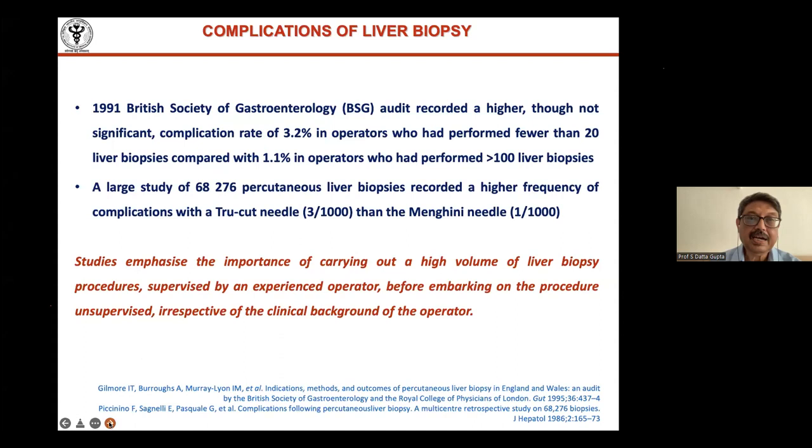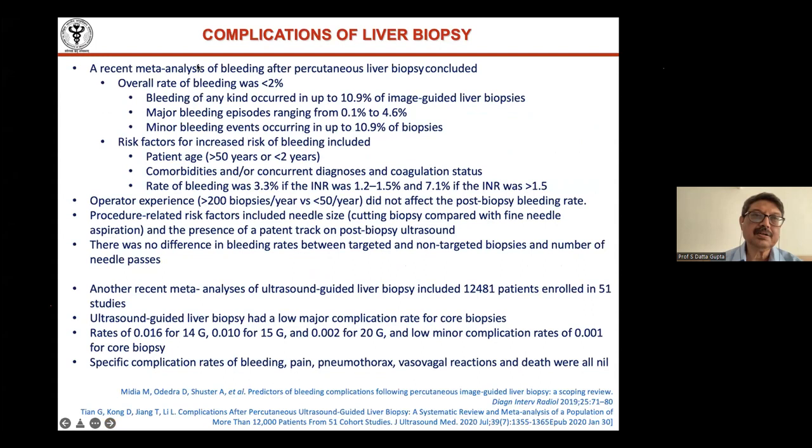And a large study recorded fewer complications with the true cut needle than with the Menghini needle. And a very recent meta-analysis shows the overall bleeding rate was less than 2%. They studied numerous studies. And the risk factors were older patients or very young patients, comorbidities, especially coagulation diseases, and if the INR was raised. So anyway, these are things you learn better.